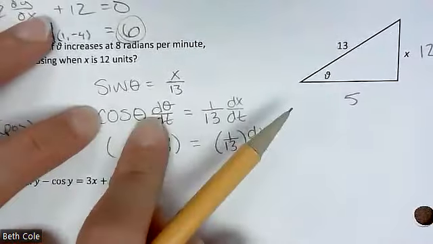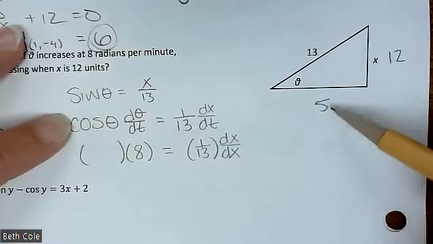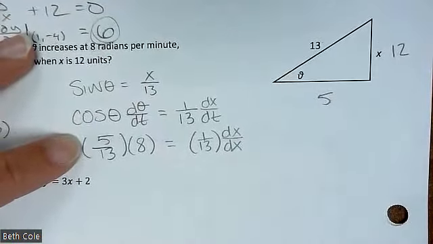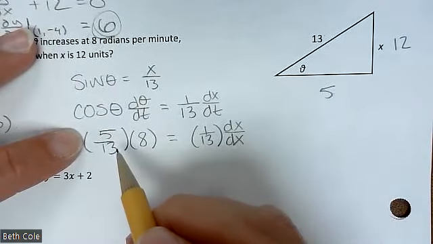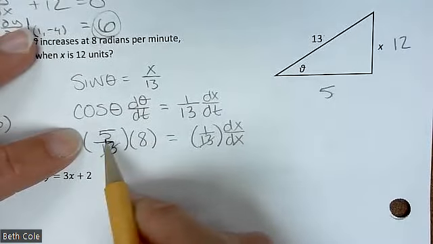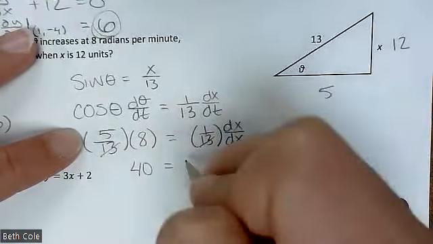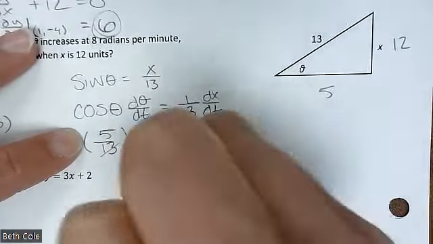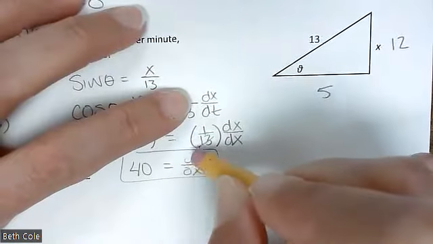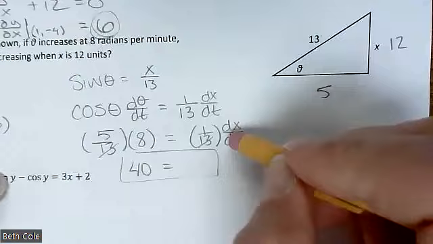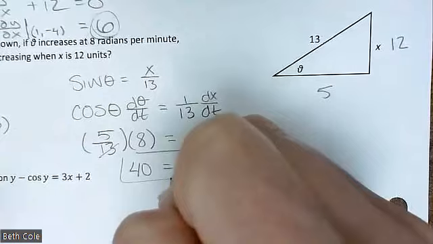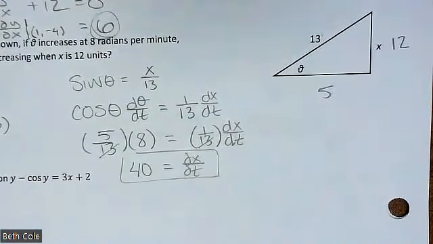The point is we're doing cosine. Cosine would be adjacent over hypotenuse, so that would be 5/13. Again, if you know 3, 4, 5, though, usually you're good. These 13s are going to cancel. And 8 times 5 is 40. So you've got 40 equals dx/dt, which is what we're looking for. Sorry, not dy/dx. I wrote dx/dx, that's really bad. dx/dt. Jeez, there we go. All right, crisis averted.